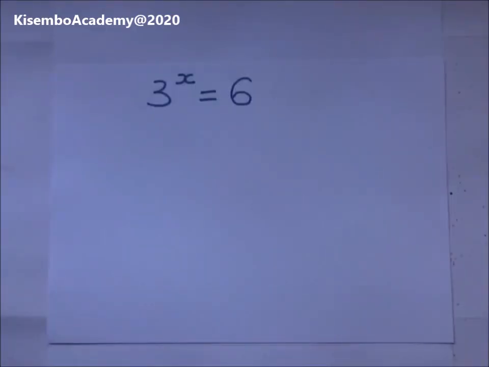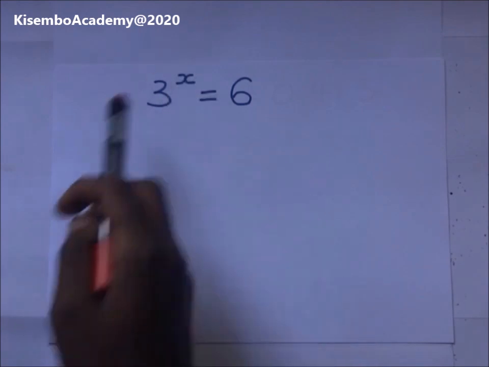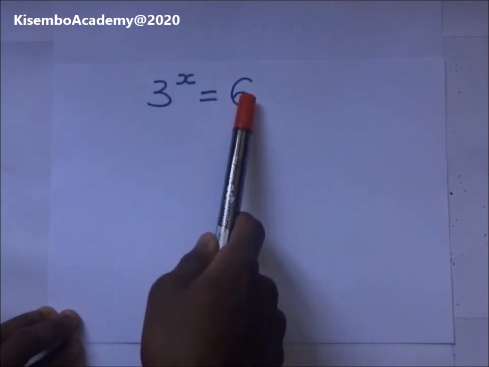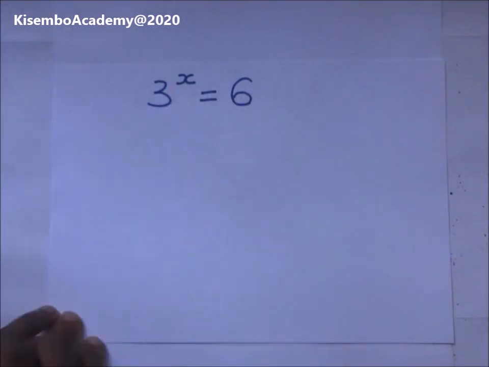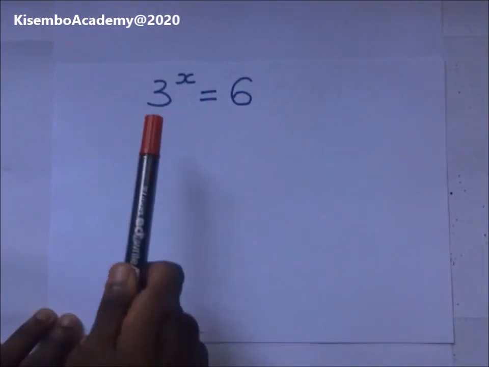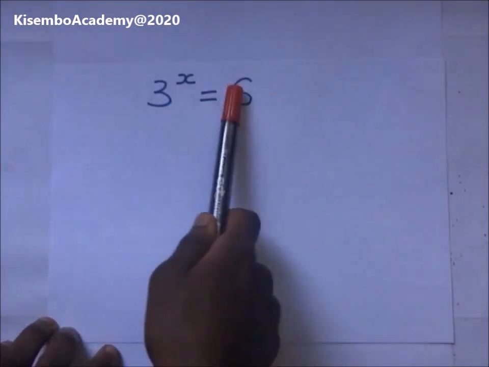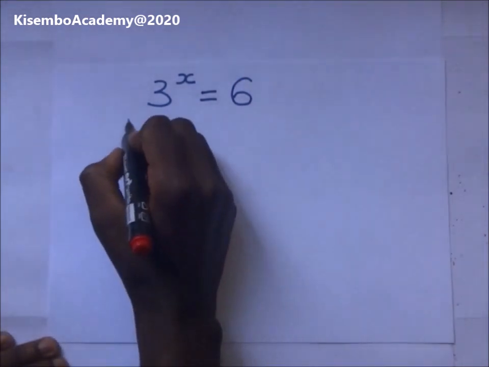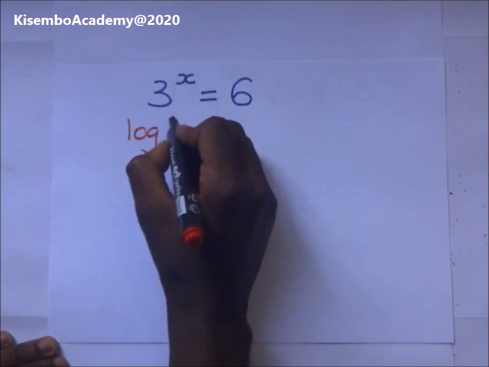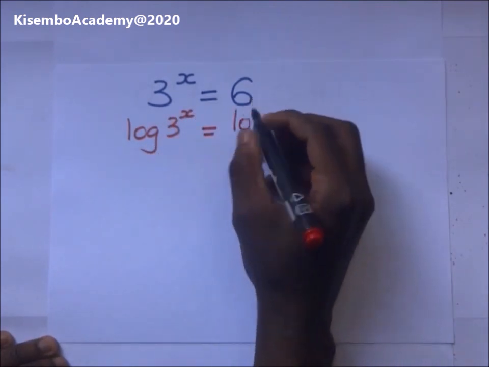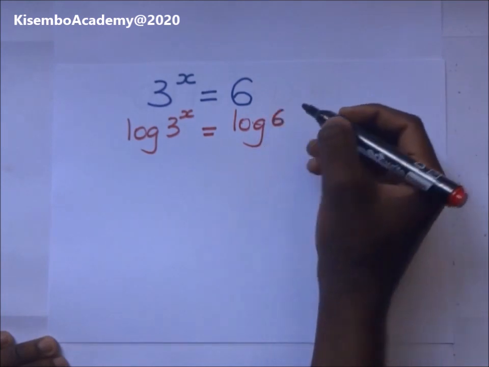In this number, we are required to find the value of x using logarithms. So in using logarithms here, to find the value of x, we are going to introduce logarithm of base 10 on both sides of this equation. We shall introduce log this way and log that way, and we proceed. So this is going to become the logarithm to base 10 of 3 to the power x is equal to the logarithm to base 10 of 6.